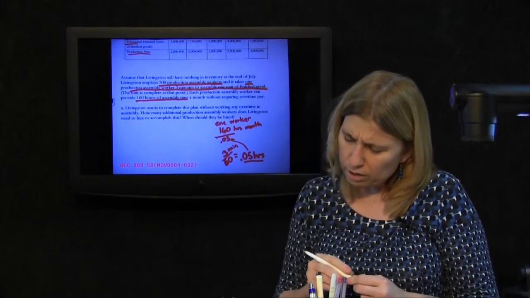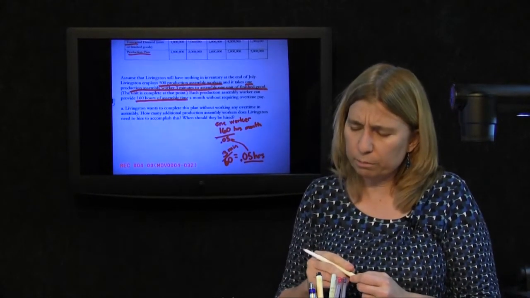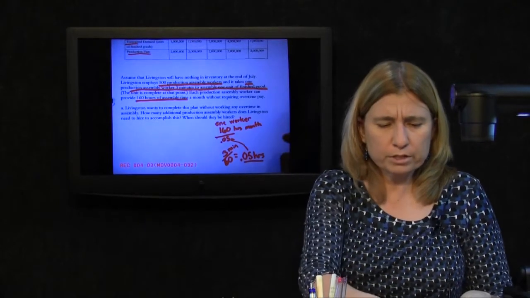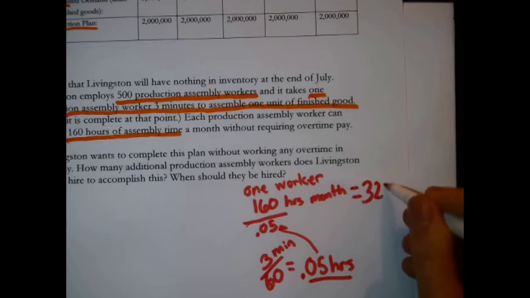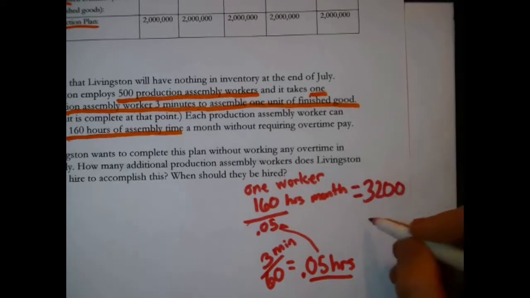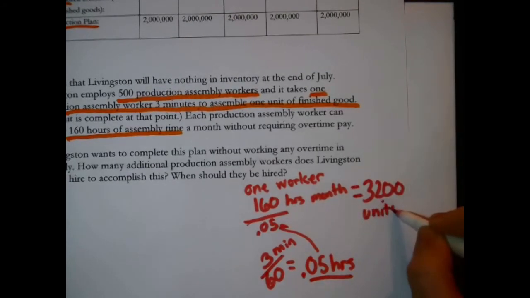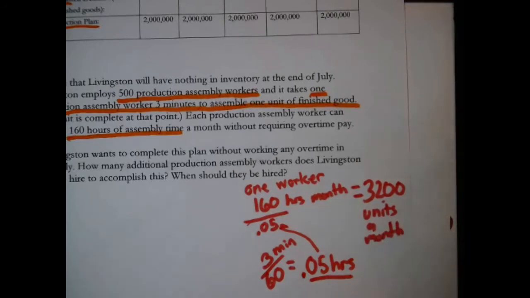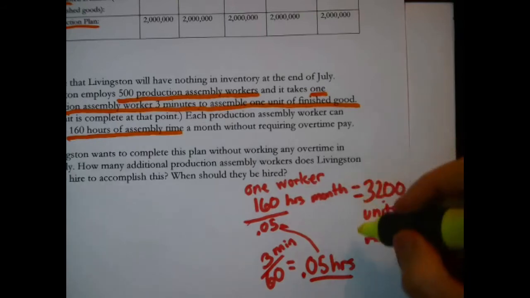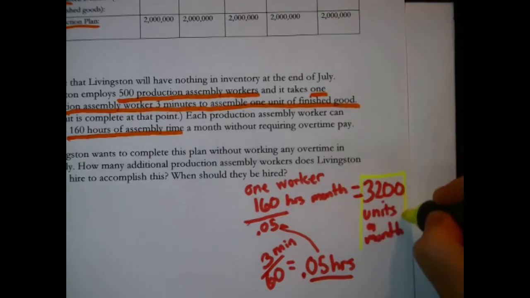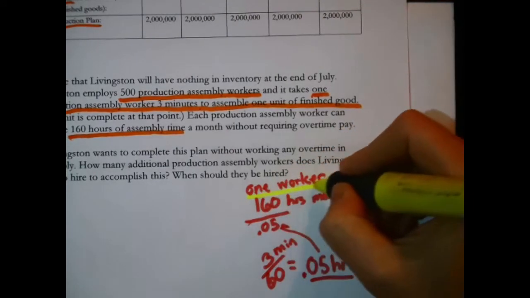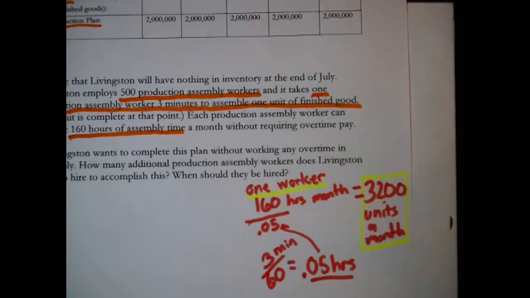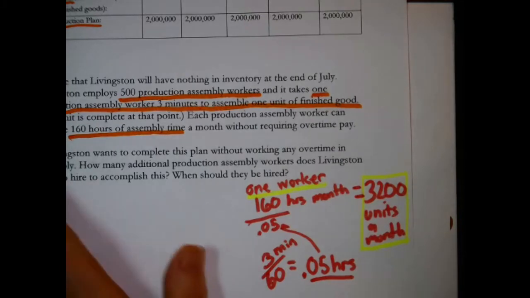I did that. 160 divided by 0.05, the result is 3,200. What is that? Units a month. And it's an important tool to figure out the rest of this. So I'm going to highlight it so I don't lose track of it. It concerns one worker. One worker can produce 3,200 a month.